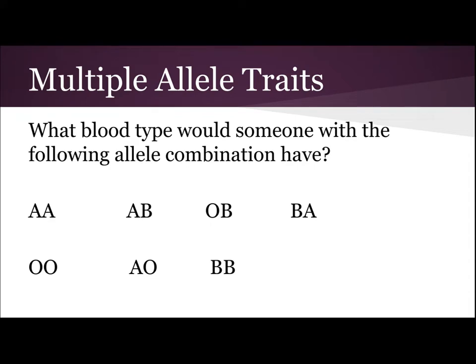So since you have two alleles for every gene, take a minute and pause this. Here's all the possible combinations of allele. What blood type would each of these people have if this was their allele combination?